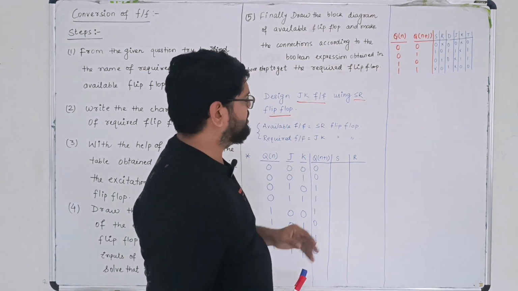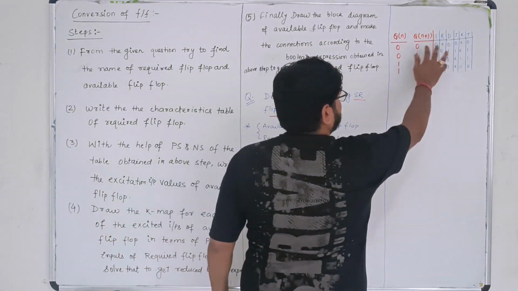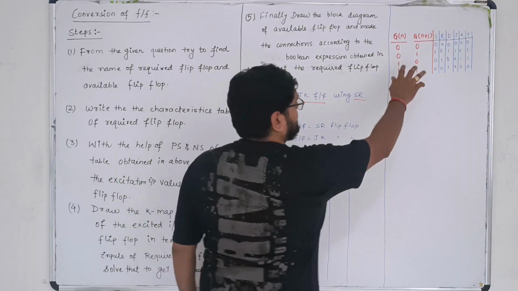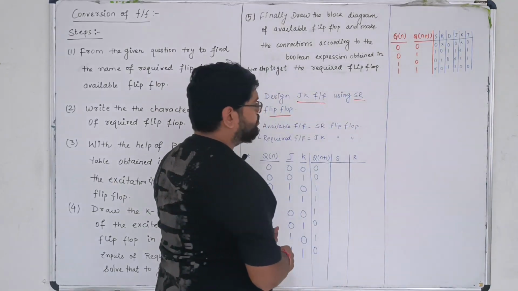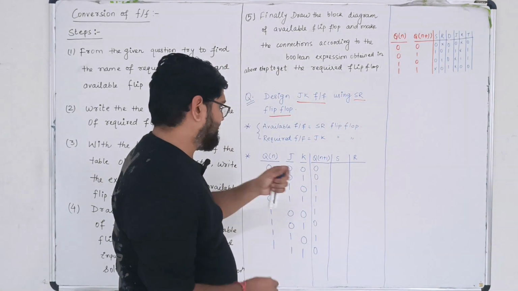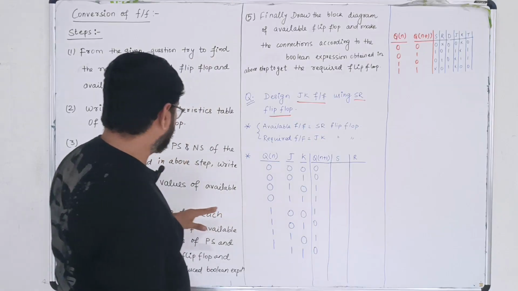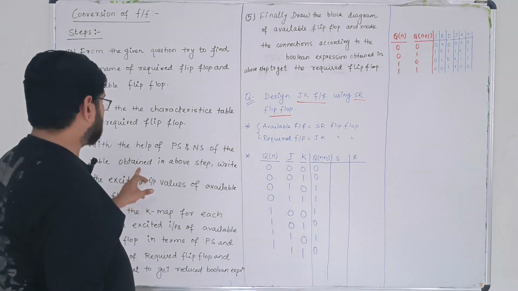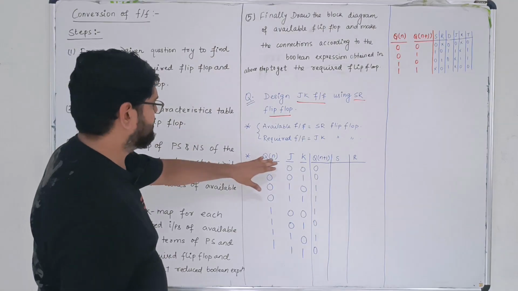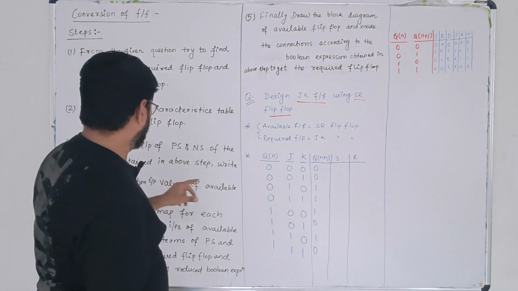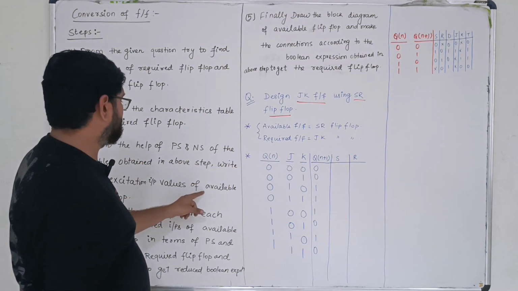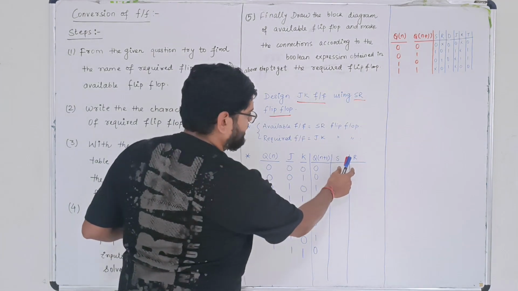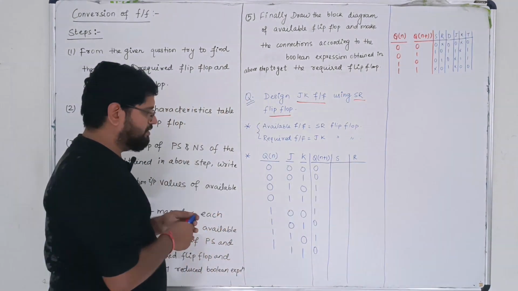Now once you have got it, using this one, because we have to write about SR, we'll only focus on SR, and you will tell me in the comment box what we have to write. It is clearly written here also: with the help of the present state and next state obtained in the characteristic table in the above step, we have to write the excitation input values of the available flip-flop.